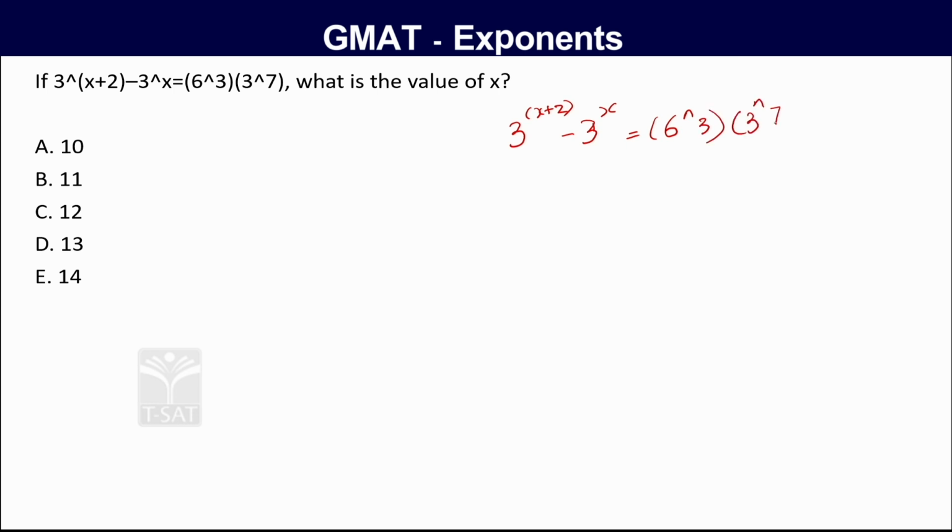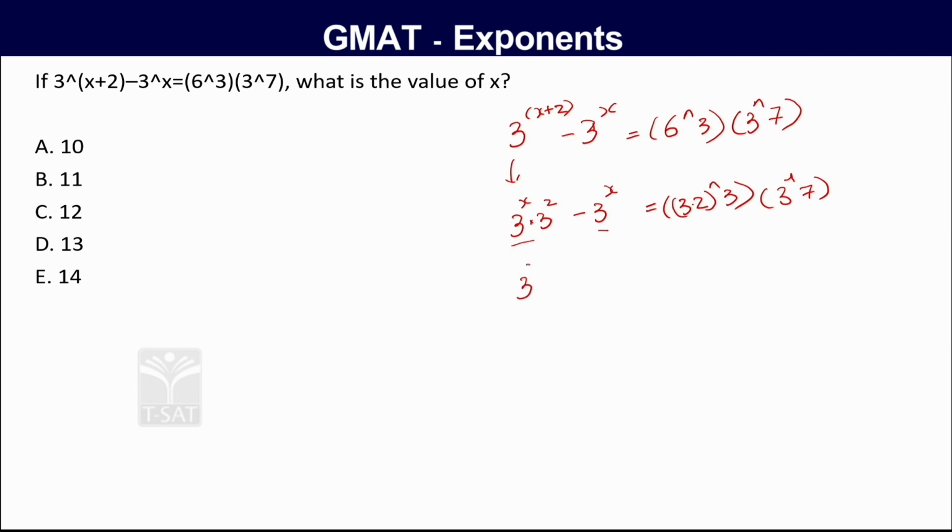power of 7. So let's express what is 3 to the power of x plus 2. 3 to the power of x into 3 to the power of 2 minus 3 to the power of x is equal to, 6 is nothing but 3 into 2, whole to the power of 3 into 3 to the power of 7. Now you can take 3 to the power of x common from both of these.